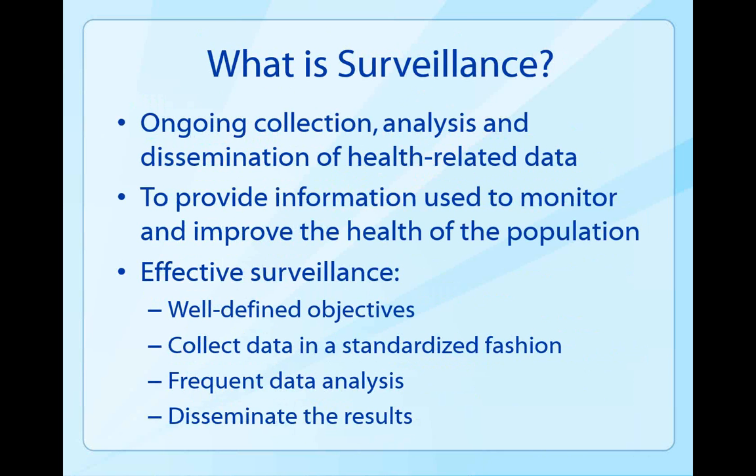So what is surveillance? And I think really the best definition that I've ever seen, and the short and simple, to the point: ongoing collection, analysis, and dissemination of health-related data. So ongoing is a key feature, to provide information that's used to monitor and improve the health of the population. Effective surveillance has to have well-defined objectives. We have to collect data in a standardized fashion, frequent data analysis, and dissemination of the results to people who need to know. And this really is the difference between surveillance and research.